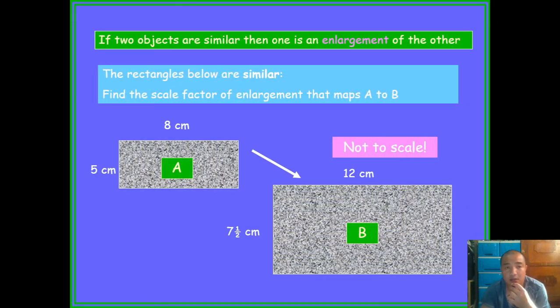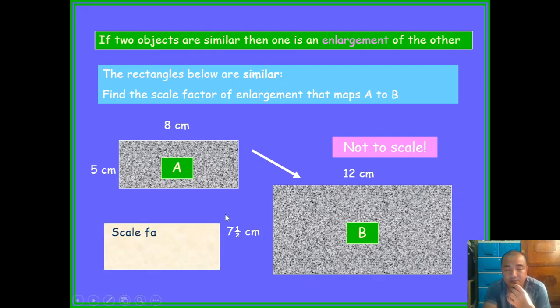Next, the rectangles below are similar. That means the sides are proportional. So, what is the scale factor? The scale factor is times 1.5. Note that B to A would be times 2/3. What will I multiply to 8 to become 12? That is 3 halves or 1.5. 8 times 1.5 is 12. 5 times 1.5 is 7.5 centimeters. For B to A, you multiply by 2/3. 12 times 2/3 is 8. 7.5 times 2/3 is 5.